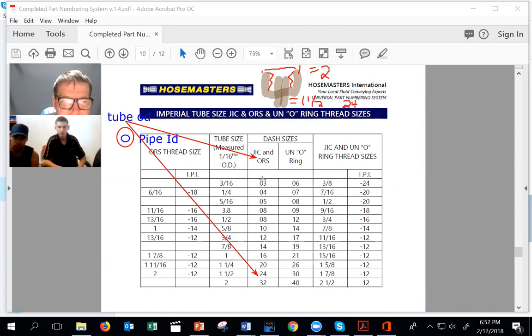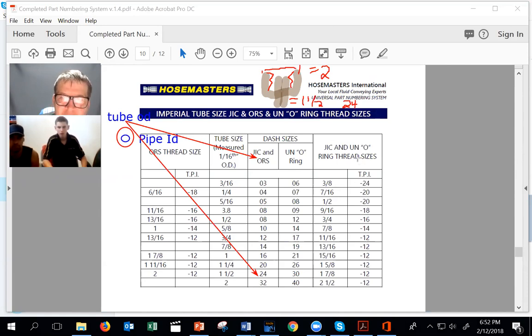3. Now here's the part that's going to confuse the hell out of you. U and O ring, remember I said you have a stud fitting? That screws into a port. You know when you screw into a port on a machine and it's a parallel port? It's exactly the same thread as a JIC, but its dash size changes because it seals differently.